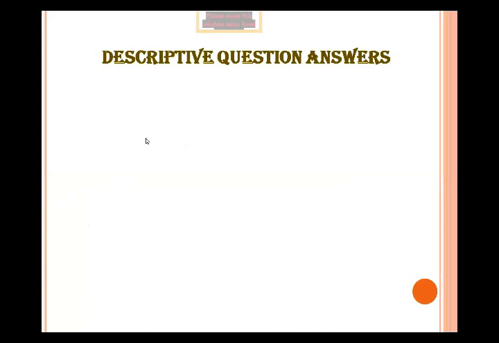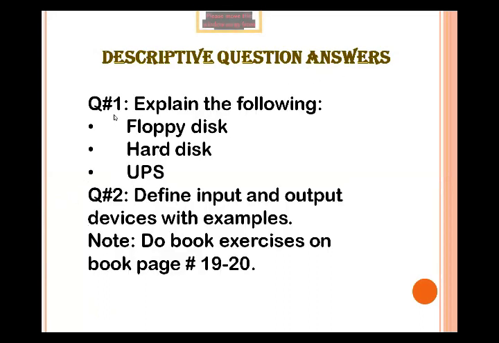Now the descriptive question answers are, question number one is, explain the following: floppy disk, hard disk, UPS. You have to define and explain these three. And then question number two is, define input and output devices with examples. As I have explained the input and output devices in the slide with the examples, you have to also define them with the examples in your fair copy in the descriptive question answers.